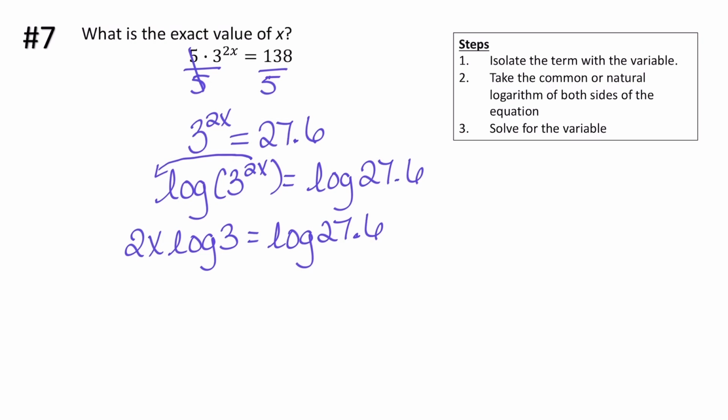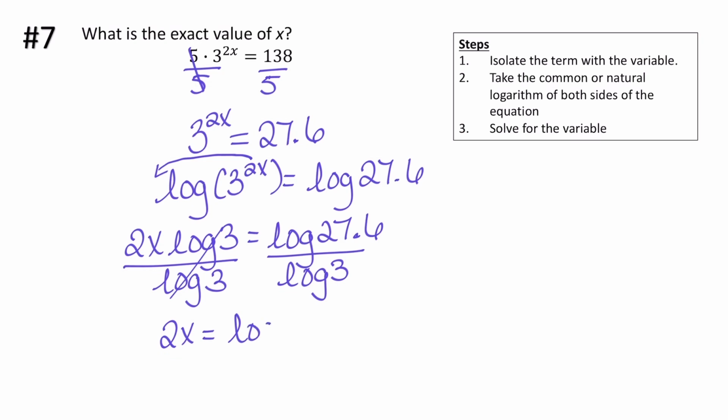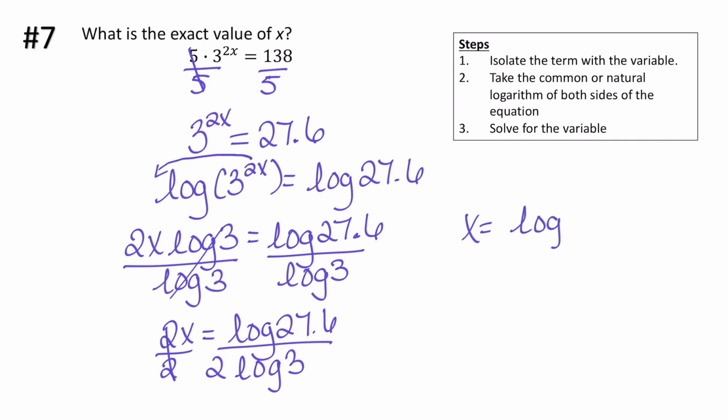Okay, now I just need to solve for x. So I'm going to start off by dividing both sides by log of 3. So when I do that, I get 2x equals the log of 27.6 divided by the log of 3. Now all I need to do to solve for x is divide both sides by 2. And so when I do that, I get x equals the log of 27.6 divided by 2 log of 3.